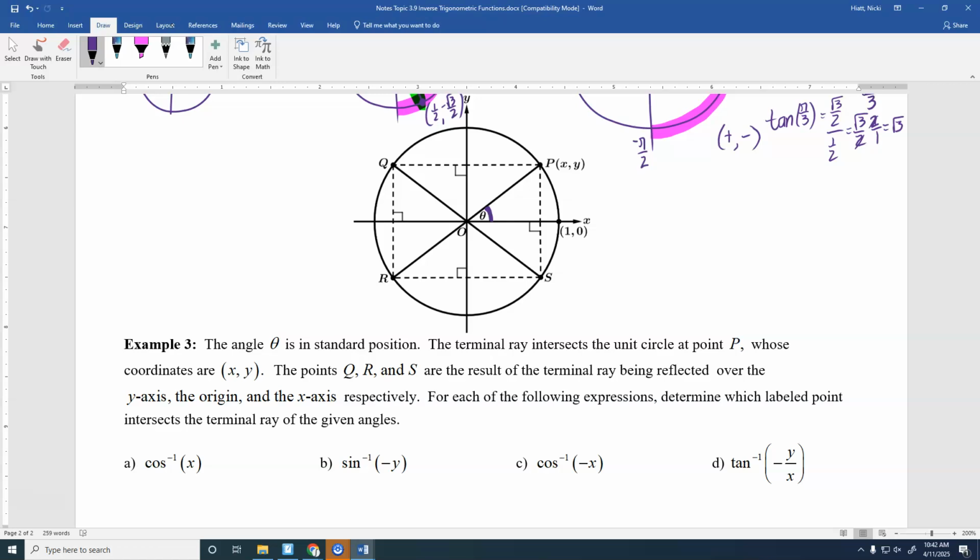All right, so what I need is the coordinates of all these points. This point is x, y. What would the coordinates of Q be? Negative x, y. What are the coordinates of R? Negative x, negative y. And what are the coordinates of S? x, negative y. Right there.